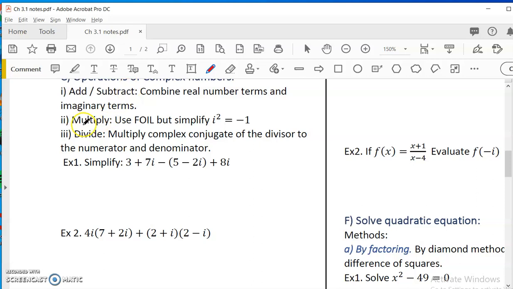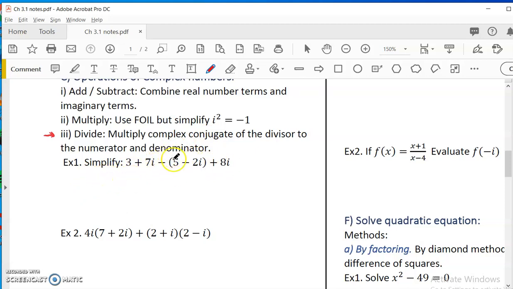When I multiply two complex numbers, each one of them has a plus bi, right? A real part and imaginary part, so it's similar to a binomial situation. So I use FOIL. After you FOIL, you may have some i squared in the answer. You will simplify i squared as -1 because this is the definition of the imaginary unit. How do I divide? I divide by multiplying the complex conjugate of the divisor to the numerator and denominator. So when we talk about this, I'll do an example on this, and I'll expand on what is a complex conjugate. So let's do subtracting and adding complex numbers first.